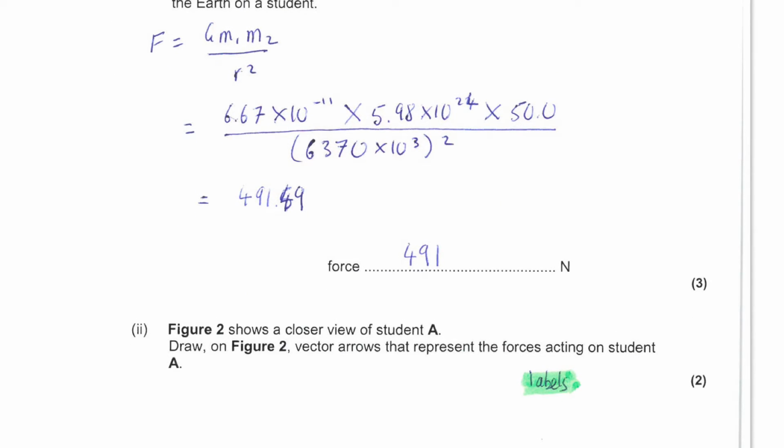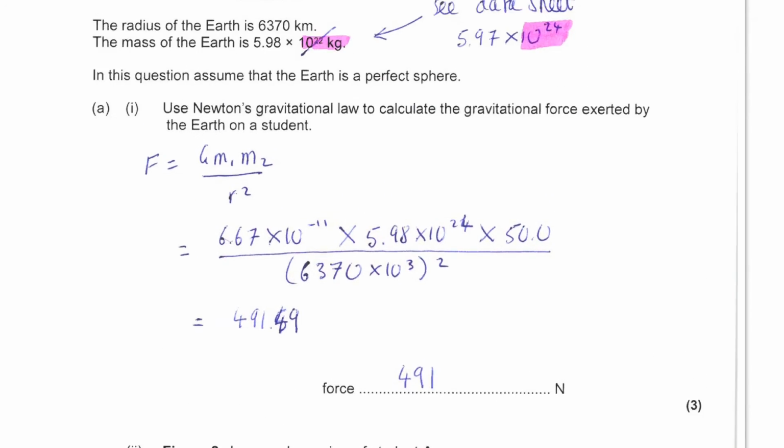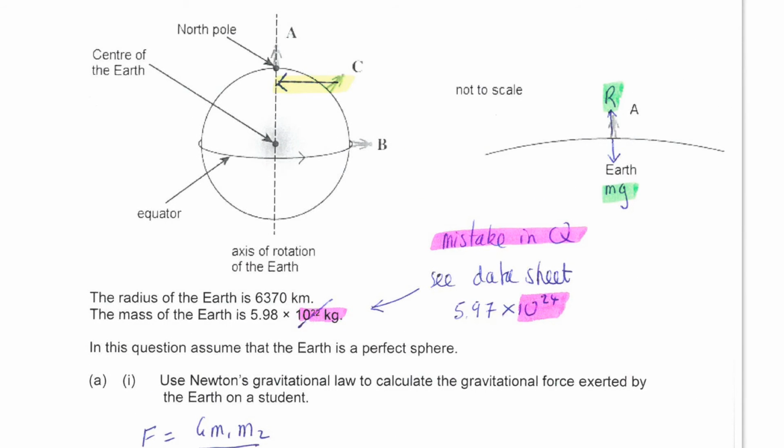Moving on, you are asked to draw vector arrows to show the forces acting on student A. Very important here that even though they haven't prompted you, that you do label these forces. So moving to the diagram, we're looking at diagram A here, and we can consider the person standing there, and the forces acting on them will be the weight and the normal reaction. These two forces should be drawn as the same size and should be labelled.